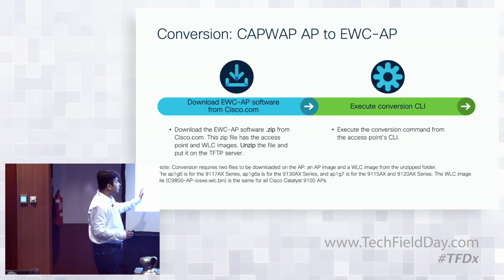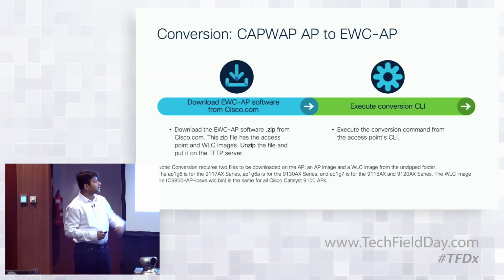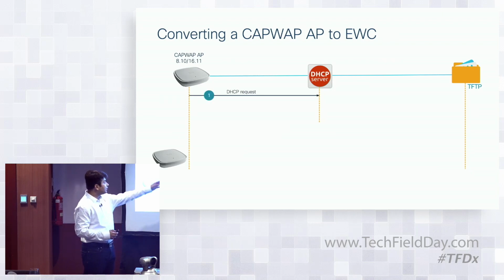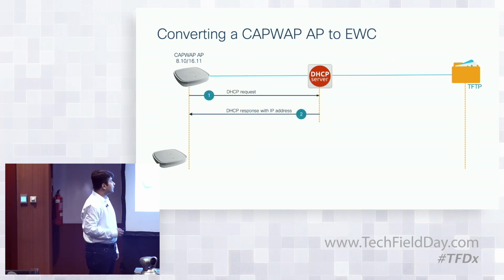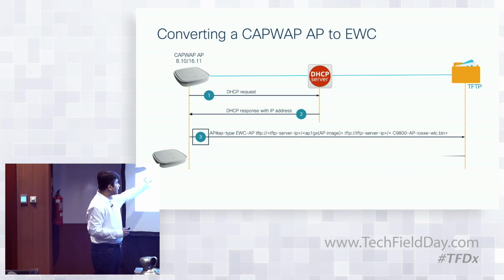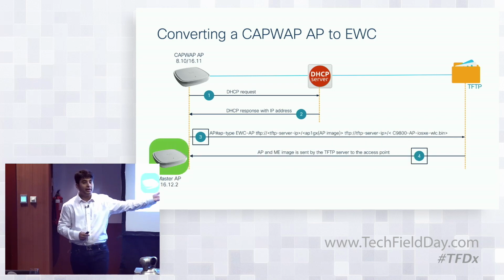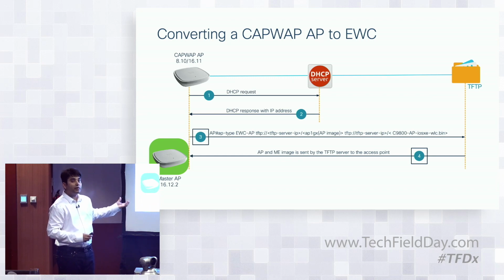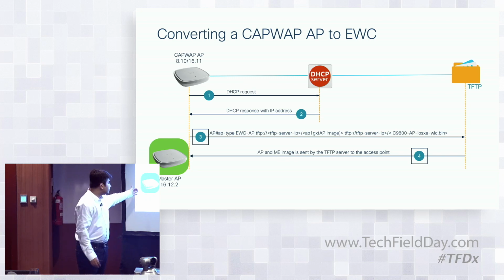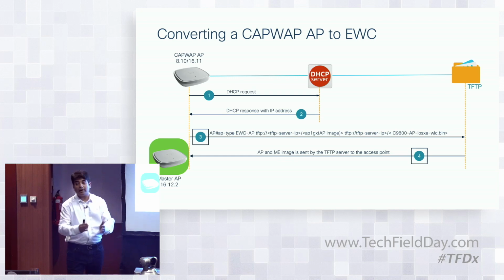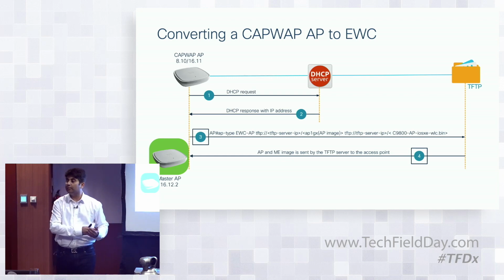Then once you put that image on your TFTP server, you just have to execute one CLI. You get to the DHCP server, get an IP address. Once the AP has an IP, I can give this CLI, AP type EWC, and give the TFTP server details. It downloads an image. A regular CAPWAP AP can be converted to an embedded wireless controller AP if it is Wi-Fi 6. And then this becomes your master AP, which can start serving the rest of the APs. Which means if you have a regular access point, you can convert it to an EWC AP also.